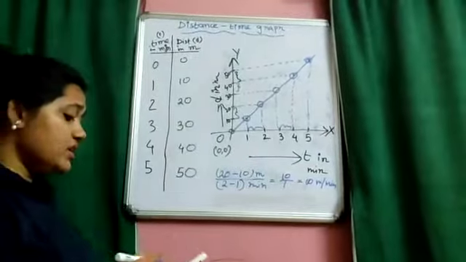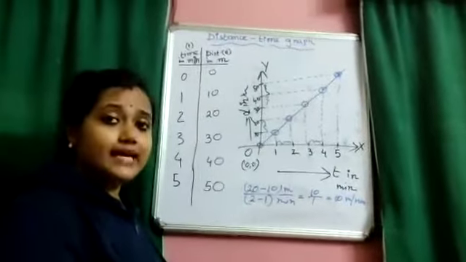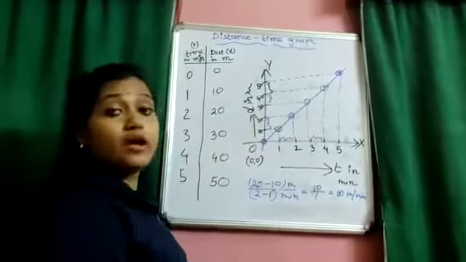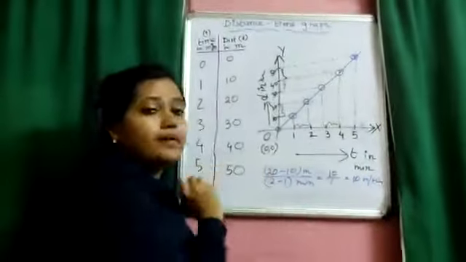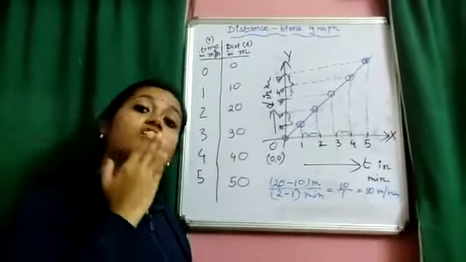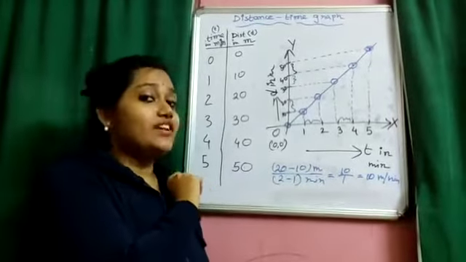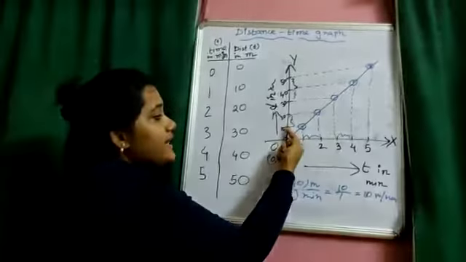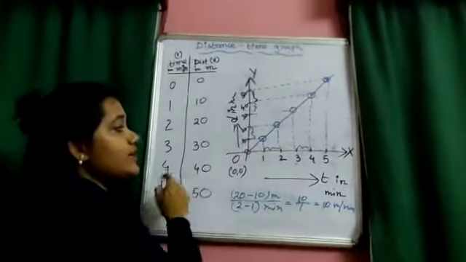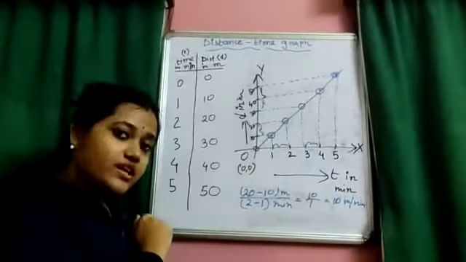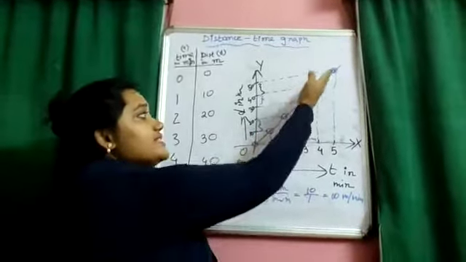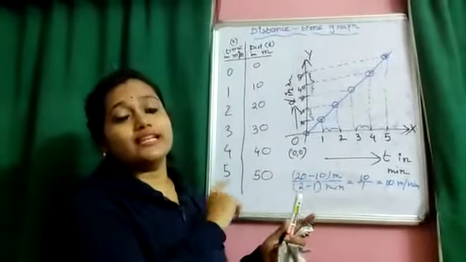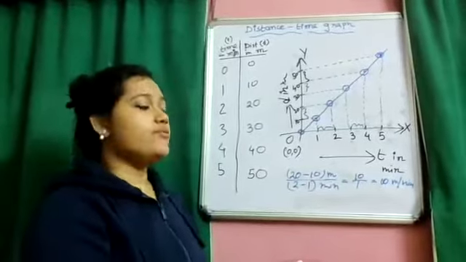10 meter per minute. So each and every time I can see that the velocity I am getting from this graph is 10 meter per minute. What does it mean? The velocity is constant for this one. Now here also you can check 10 minus 0 and 1 minus 0, that is 10 by 1. Okay, so velocity is constant in this case. So the motion is uniform motion.